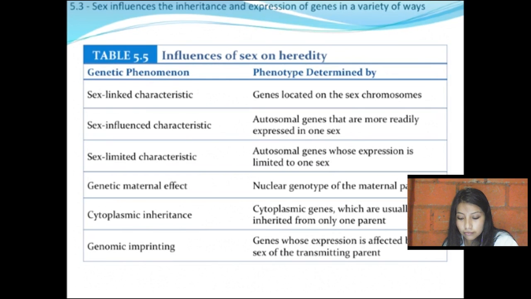All right. So as we finish up section 5.3, this really gives you a good breakdown of the different genetic phenomena that we've been talking about, whether it was sex linked or genomic imprinting, and it gives you a description of how the phenotype is determined. So this is a good place to start studying.